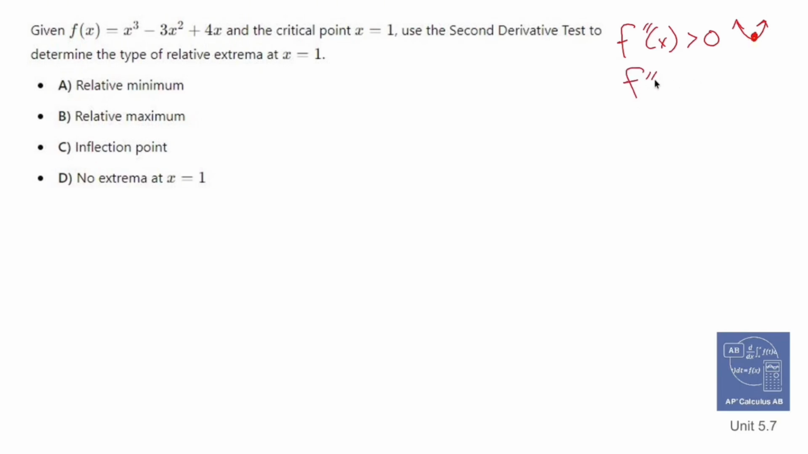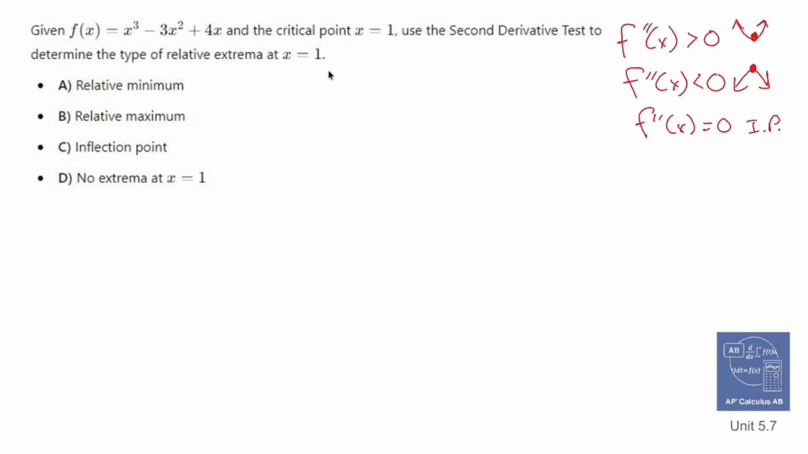If you take the second derivative and your number is negative at that point, you're going to have something that's concave down, which means that point is going to be a relative maximum. If it's equal to 0, I'm sorry, you've got nothing. You've got yourself a good old inflection point, because it's neither.